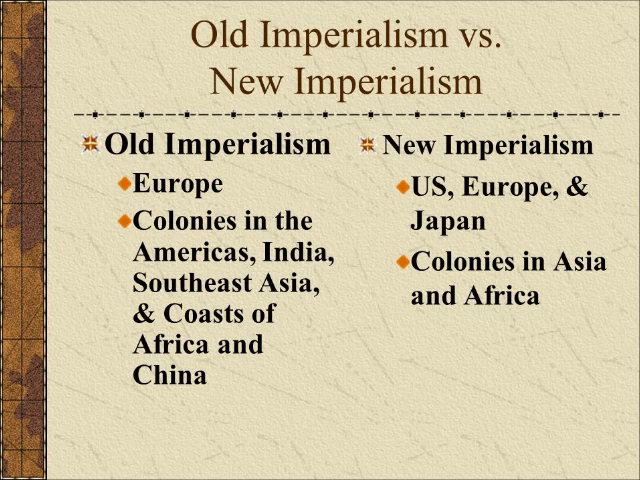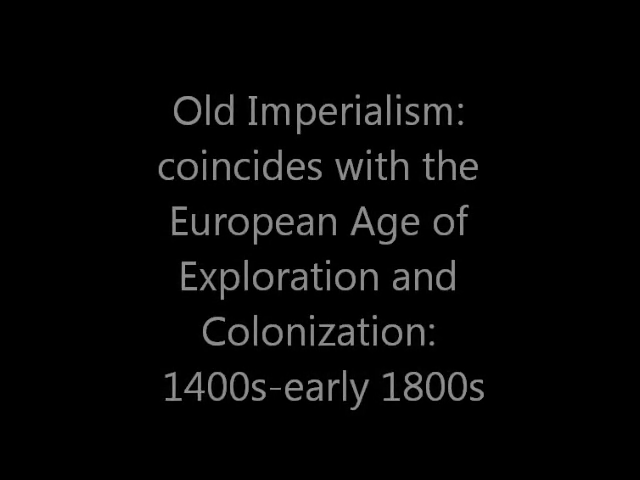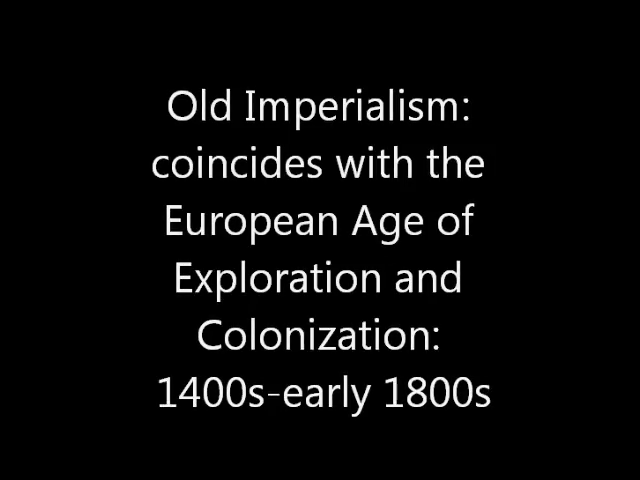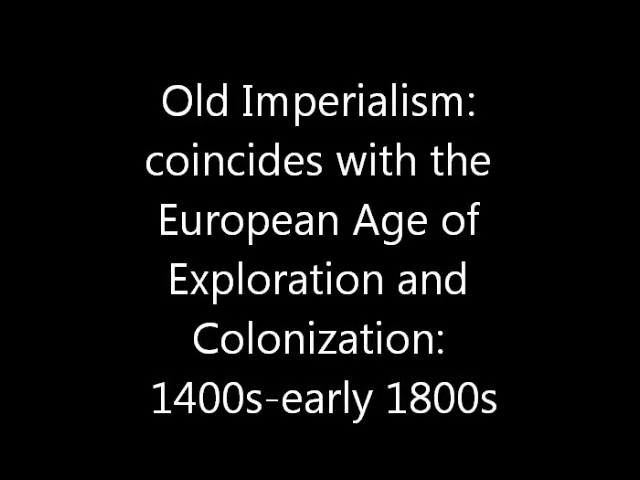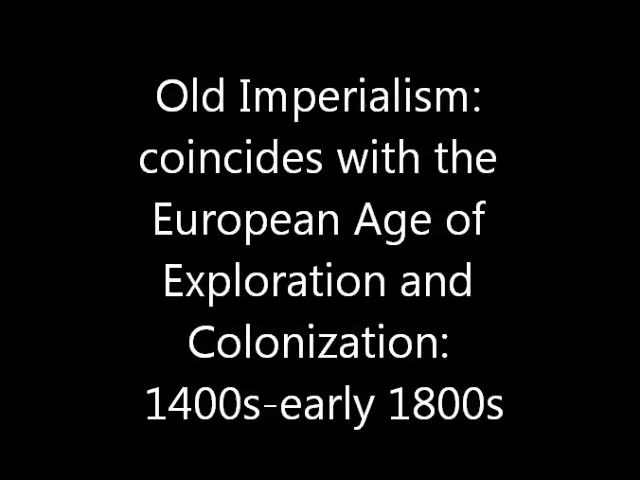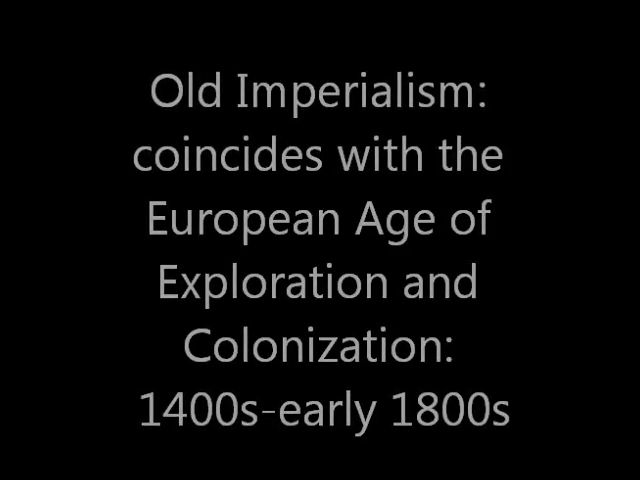So the age of old imperialism occurred primarily during the 1400s and 1500s, during the European age of exploration. Europeans were primarily interested in North and South America as well as the Caribbean during this time period. This was also when the slave trade was established.